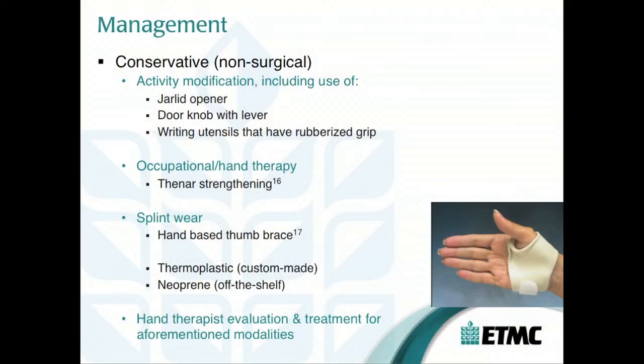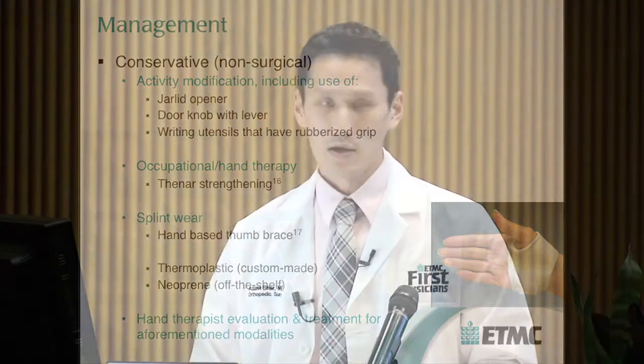Occupational or hand therapy also plays a role. There's a set of exercises called thenar strengthening. The thenar area just means the muscles around the base of the thumb, so this portion of it. There are a number of exercises that the patient can do, and by strengthening that area, it can help take the stress off the actual joint, which is where the arthritis is.